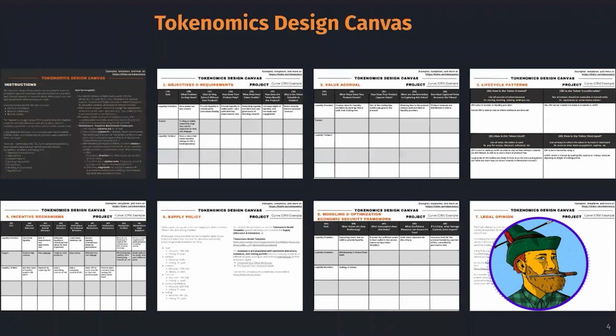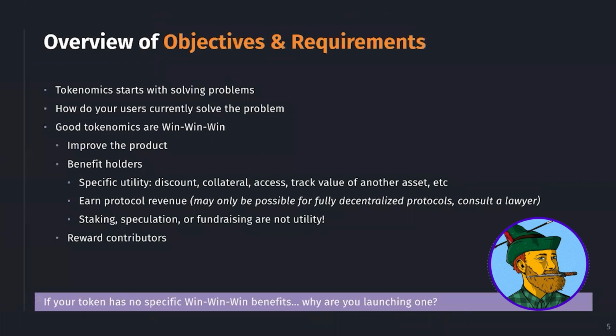To do this, we're going to follow through the tokenomics design canvas. And you can see that this is a step-by-step process that has multiple different pieces that we're going to complete. The objectives and requirements is the first step of this process. Just a quick overview before we dive in.